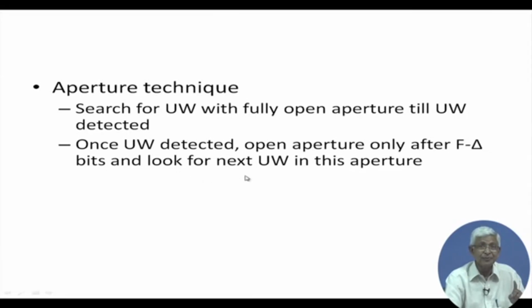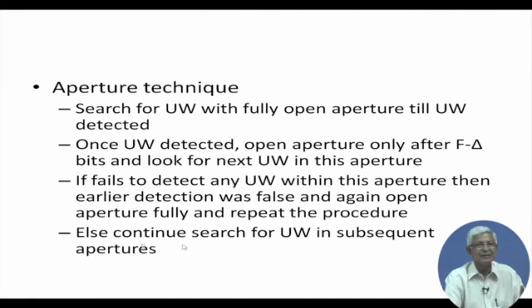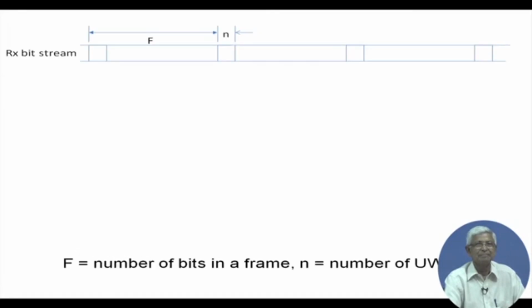Now, if you get a unique word there, then you are through. If you do not get it, then the first detection is wrong. If it fails to detect any unique word within this aperture, then the earlier detection was a false detection, and you have to again open the aperture fully and repeat the procedure. And if you got it, you continue the unique word detection in the subsequent aperture. Like that it goes; this is the aperture technique.